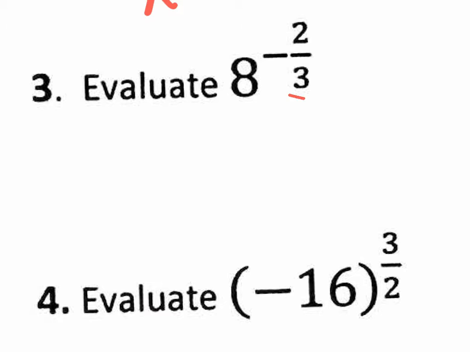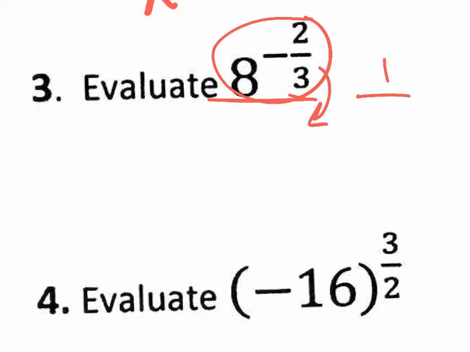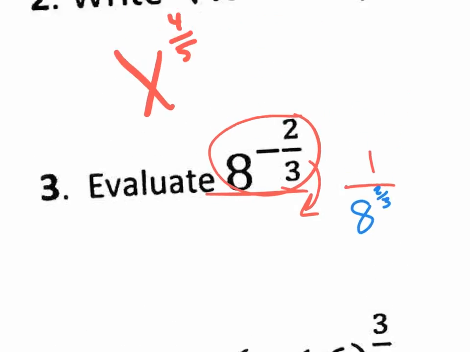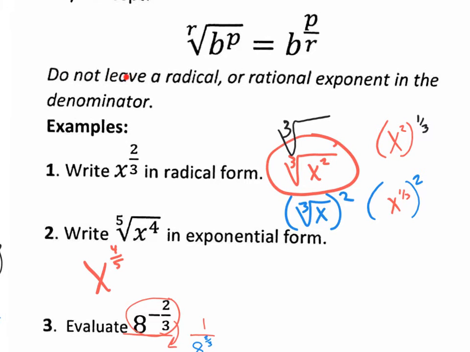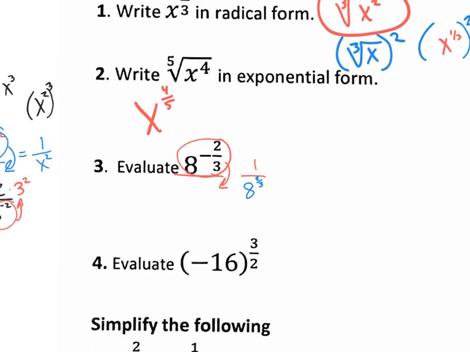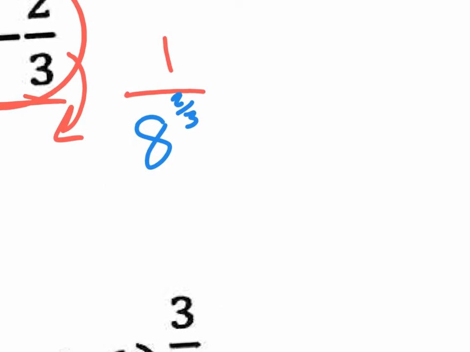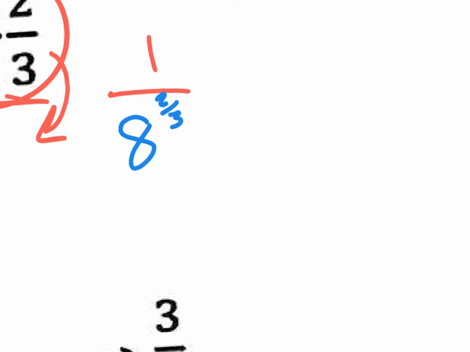So right here, we're going to grab this guy and move it down to the other side. So you're really going to have a fraction, nothing left up on top, and on the bottom you're going to have 8 to the 2/3 power. Now, up here on our notes, it says don't leave a radical or a rational exponent in the denominator, because a rational exponent is a radical, but you don't want to leave those guys in the denominator. So right here, I have 8 to the 2/3 in the denominator. I don't want that rational exponent. Technically, that's the third root of 8 squared.